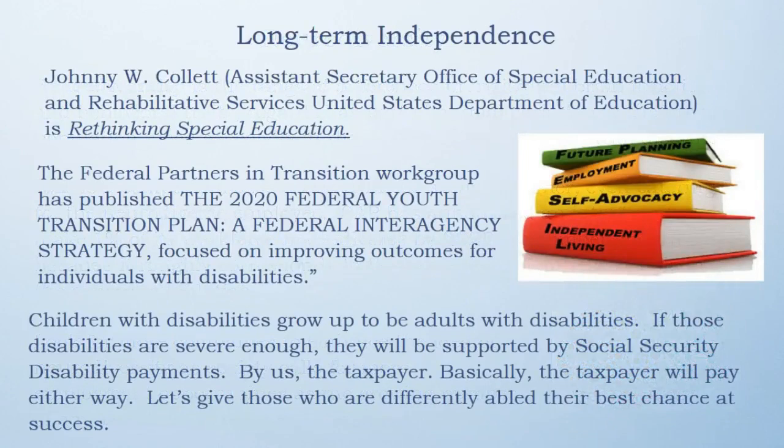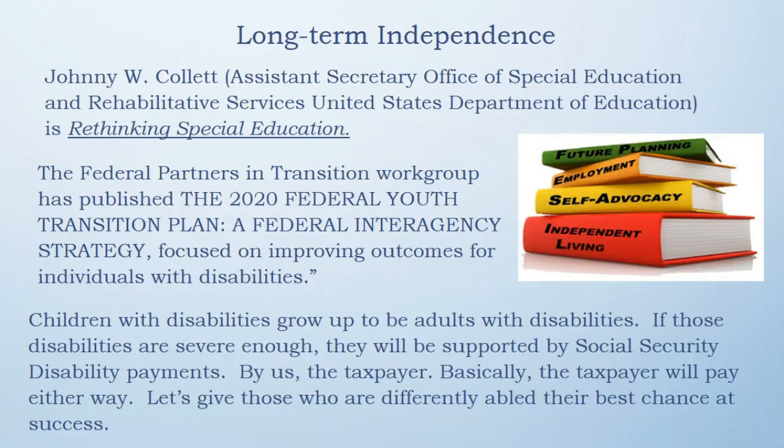The government will educate a special needs student until the age of 22. Then what? Johnny W. Collette has stated that the Office of Special Education and Rehabilitative Services will partner with parents and families, individuals with disabilities, anyone and everyone who is focused on raising expectations and improving outcomes for individuals with disabilities. The Federal Partners in Transition Work Group has published the 2020 Federal Youth Transition Plan, which proposes strategies that collaborate with the statement made by Mr. Collette.